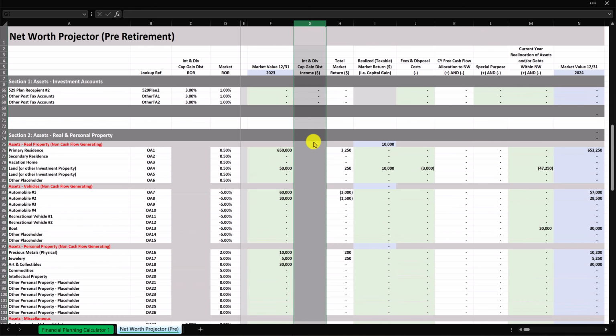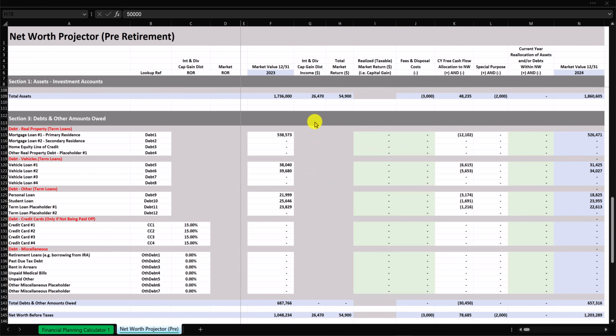In some cases, we will gray out the cells because if we get down here into physical assets, for example, real property, vehicles, and so forth, there is no interest or dividend type of return on these kinds of assets. And if I continue scrolling down into the debts and other amounts owed section, we're not going to have any return related to interest or dividends here either.